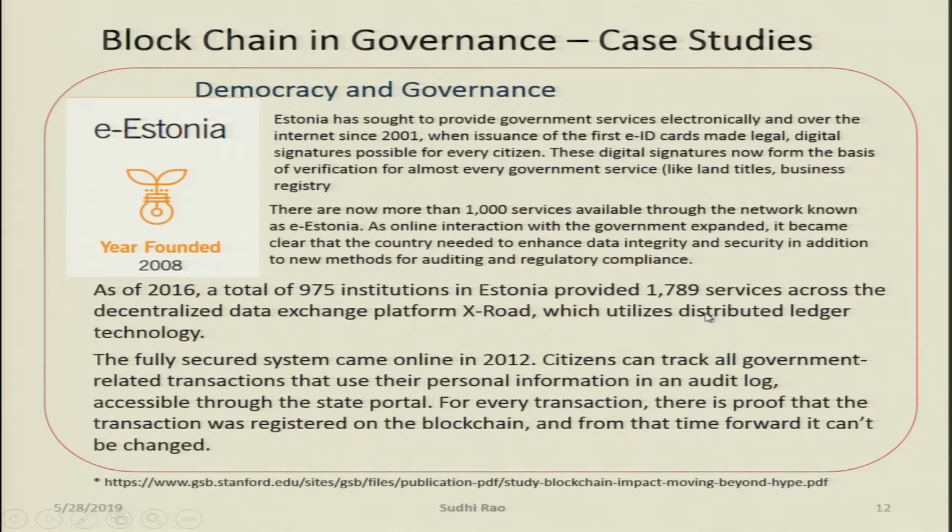So, they could not have done it without a blockchain. As I just discussed, if all of them had individual databases, a single compromise, a single corruption of one database, one place, can throw the whole system out of order, but they are able to maintain it now thanks to the features provided by a blockchain, and of course, the speed being the other factor. The fully secured system came online in 2012, that is the actual full blockchain with all proper permissions and authorizations. Citizens can track all government related transactions that use their personal information in an audit log accessible to the state portal.